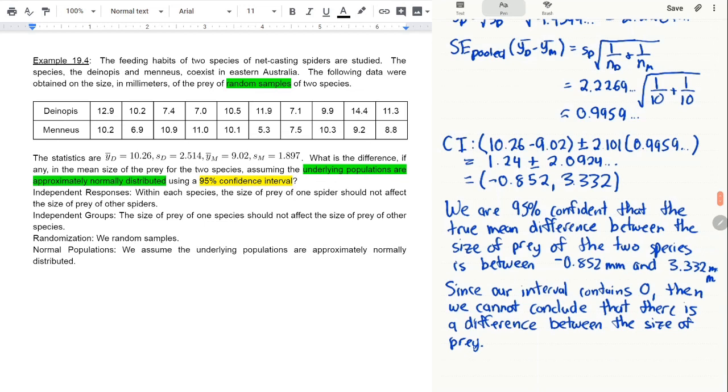Right? If we wanted to conclude that there was a difference between the size of prey, then either the confidence interval is entirely negative or the confidence interval would be entirely positive. Okay, so if the interval was entirely positive, this would tell us that the size of prey for Dinopus would be larger than Menaeus, and if the interval was entirely negative, then it would be the other way around. So the size of prey for Menaeus would be larger than Dinopus.